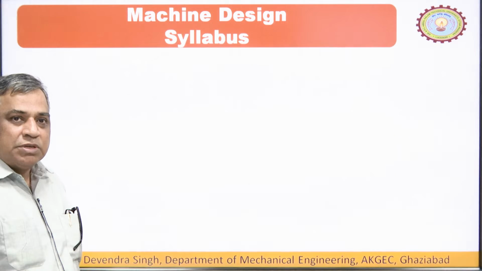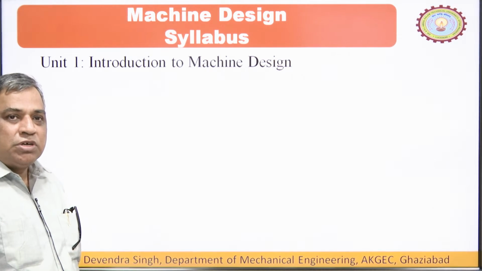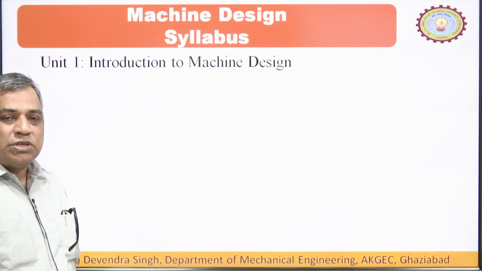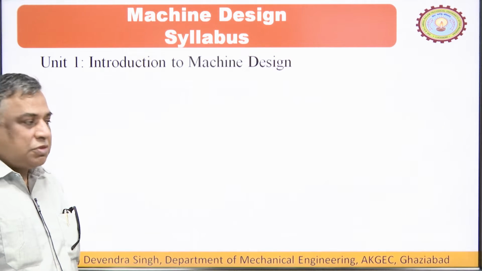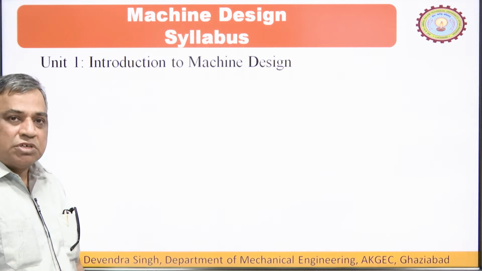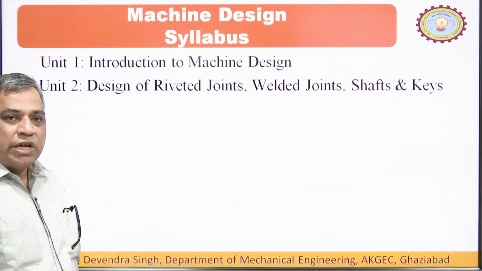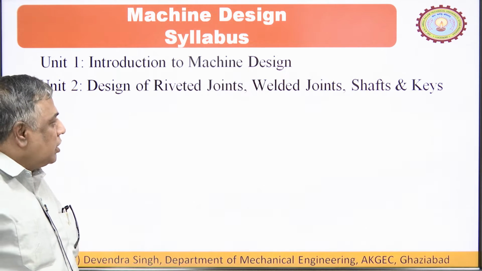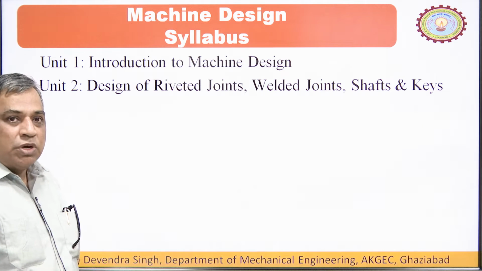As far as the syllabus is concerned, the very first unit consists of the introduction to machine design, various basic concepts like the selection of materials, BIS designation of steels and other materials, then design against static and dynamic load. Then unit 2 will be involved with the design of riveted joints, welded joints and shafts and keys, where we will learn about the various concepts to design these elements.